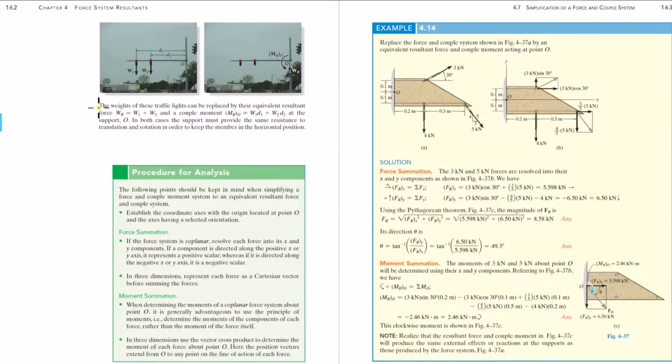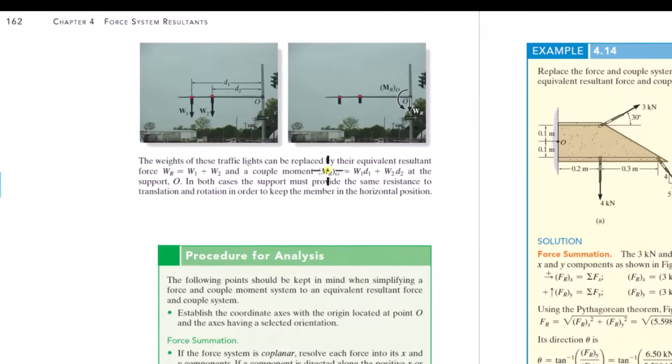Okay, here they give an example. It says the weights of these traffic lights can be replaced by their equivalent resultant force. So here's the weights of the traffic lights, resultant force and a couple moment at the support O. So put the resultant downward force as well as a couple moment. And it's saying that in both cases, the support here, so this supporting pole, has to resist that vertical weight and that tendency of rotation, that tendency of wanting to twist it, that tendency to rotate, that moment.